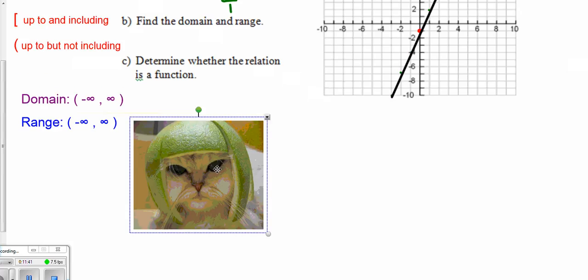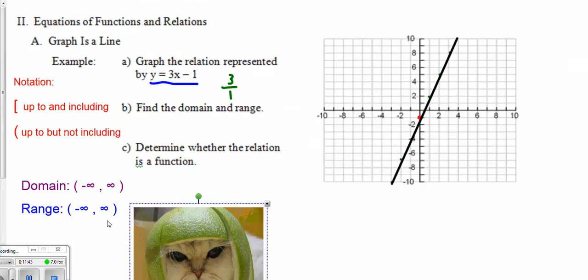Range is going to be similar. All the range values work. So anything in between negative infinity and positive infinity works. So we use that curved line to say up to but not including negative infinity, up to but not including positive infinity. Okay, so that's how you'd write your domain and range.